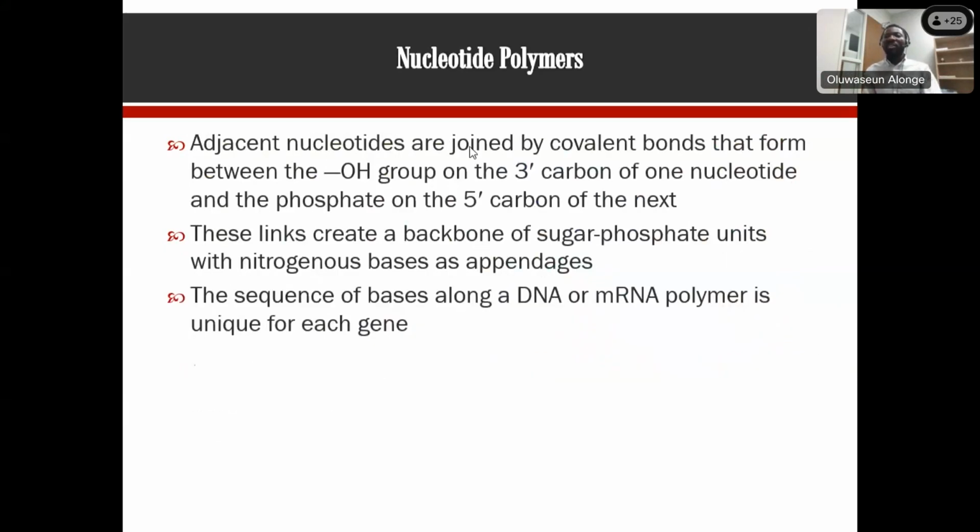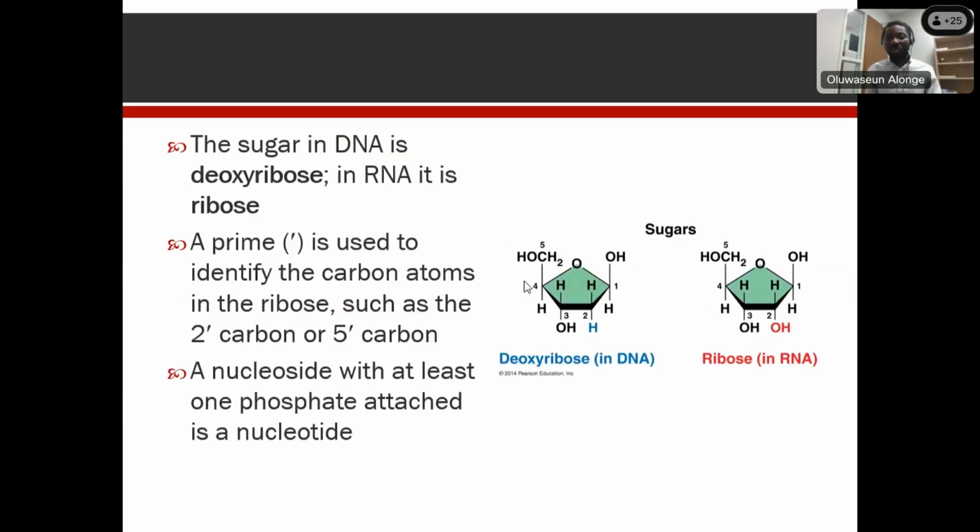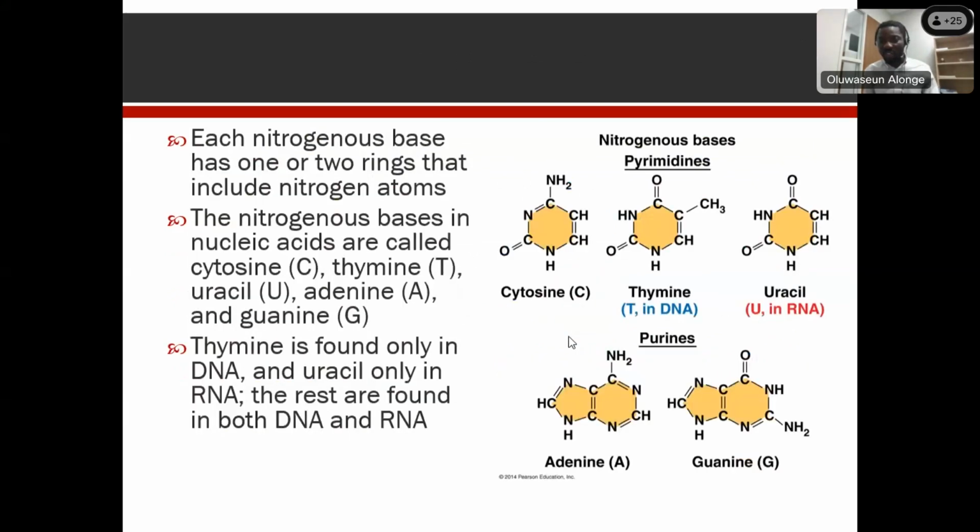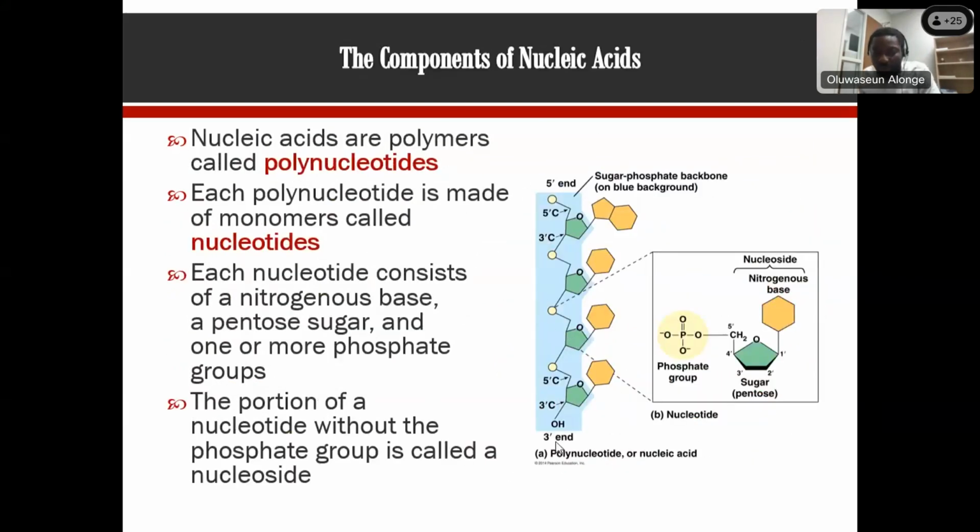So adjacent nucleotides are joined by covalent bonds that form between the OH group of carbon 3, which is what is here. So the carbon 3 here is where they join together. Let me see if I can show you that here. All right, cool. So you see the carbon 3 here is the point where they join.